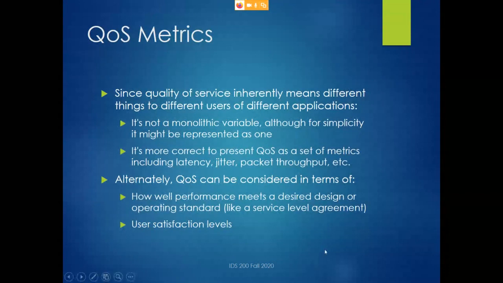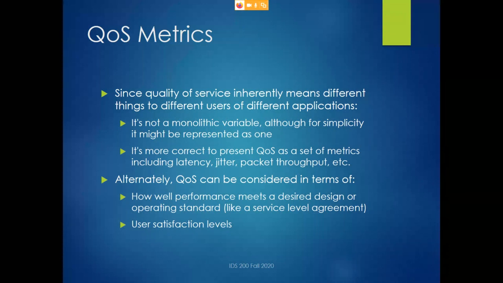Okay. Now, like we said, quality of service metrics are a little tricky because it does mean different things to different users of different applications. So it's not a single monolithic variable. It's not really meaningful to say our network has great quality of service unless it genuinely does have great metrics on every possible thing that might be involved in quality of service. However, for simplicity of understanding and as a marketing tool, it's often represented as one.